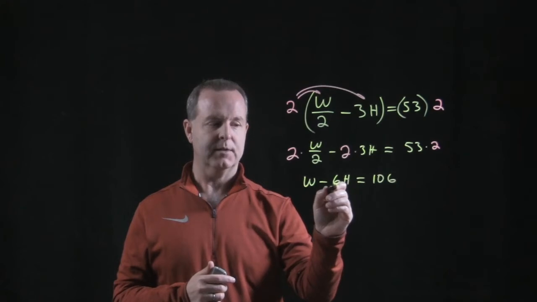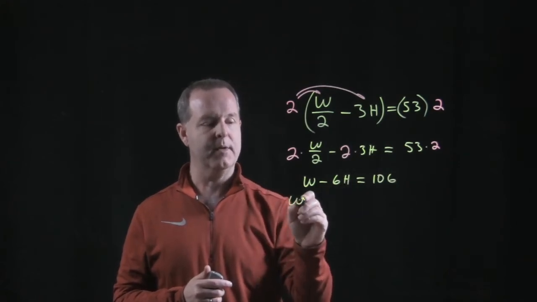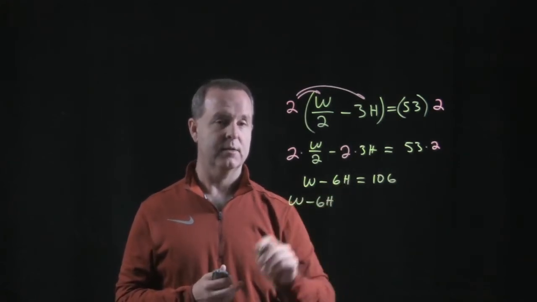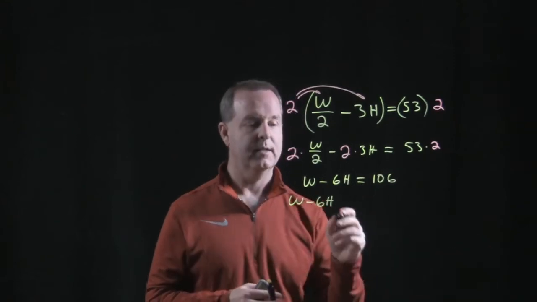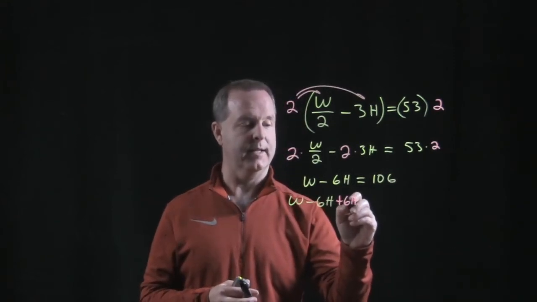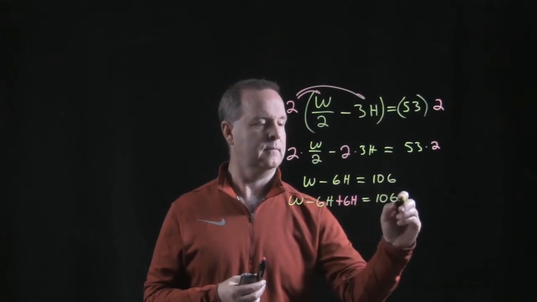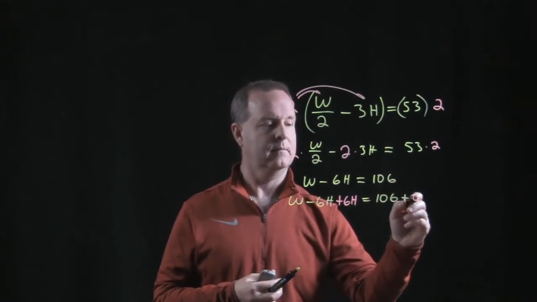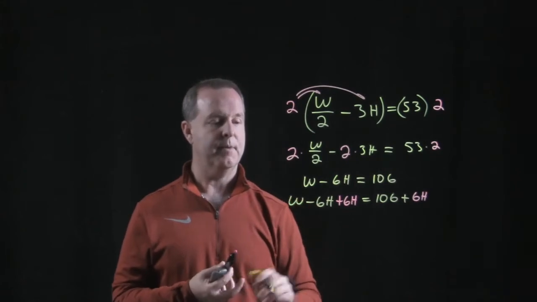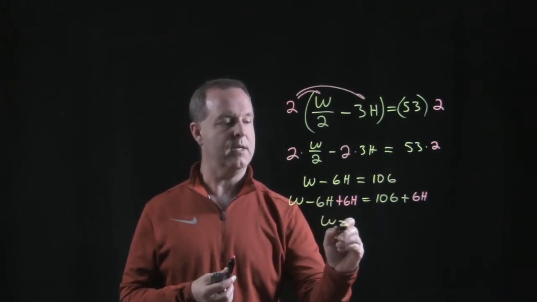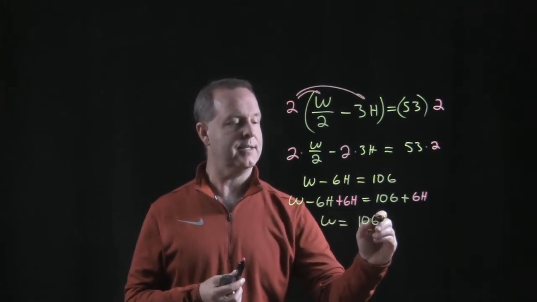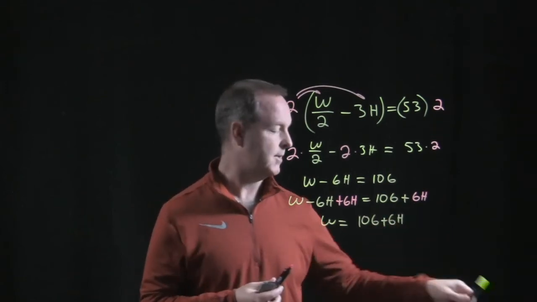Isolate the variable, so let's remove the other term. So I have W minus a 6h. To remove that 6h, I'm going to add a 6h to both sides. Simplify, I'm just left with W equals 106 plus 6h in this particular case.